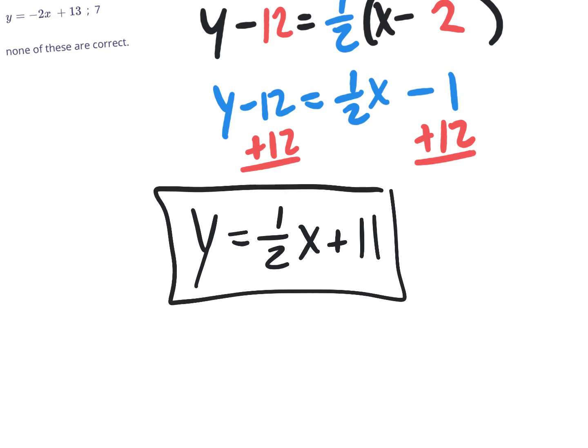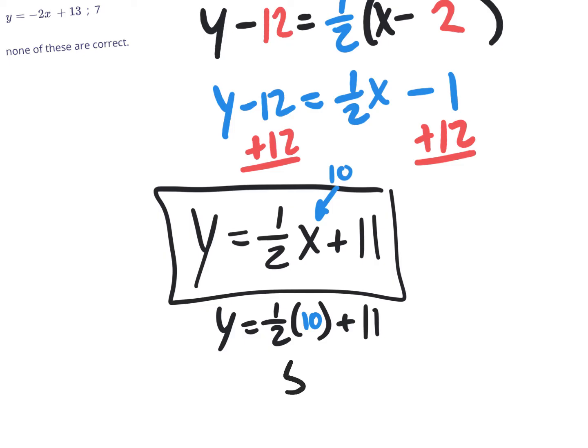That's what you're going to have to find on the multiple choice. And then in addition to that, they also wanted us, if you read the instructions carefully, to find the output for the given input 10. All right, so if you plug in the number 10, you'll get y equals 1/2 times 10 plus 11. So what is 1/2 times 10? That is 5. All right, so we have 5 plus 11, that is 16. So the output is 16.